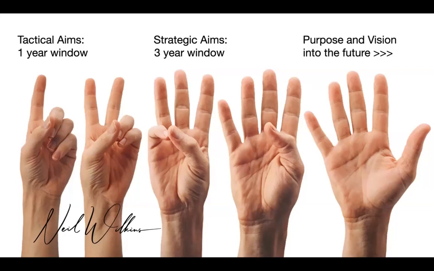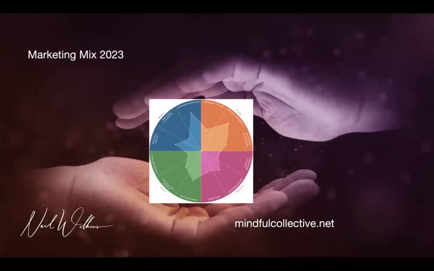So really, your tactical aims, your 1-year window, should be supporting and supportive of the first of the 3 years towards your strategic aims. In other words, at the end of 2023, you should be 1 year into achieving your strategic aims. That would be an ideal scenario. And if this isn't already the case within your organisation, start to really introduce this thinking a little bit more longer term, because that will protect you and ensure that you have a sustainable business going forward.